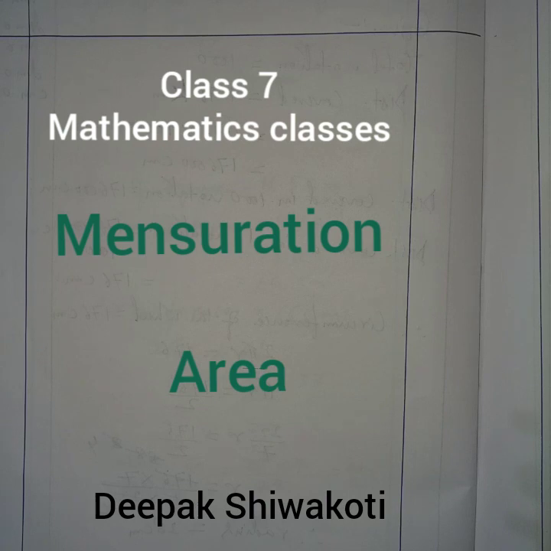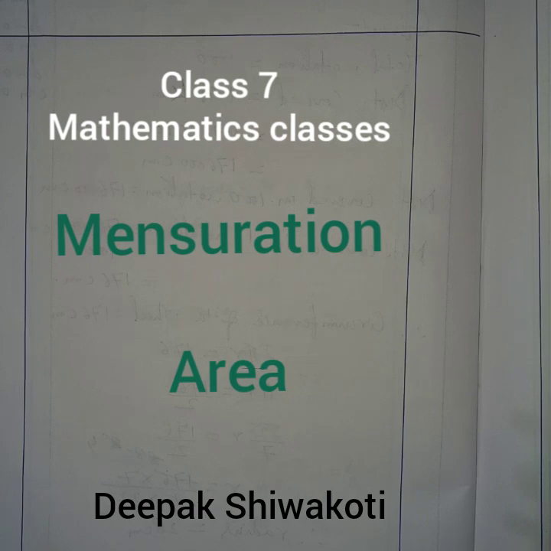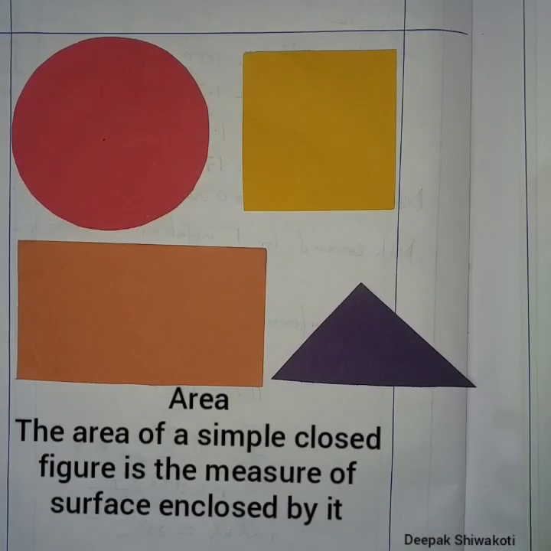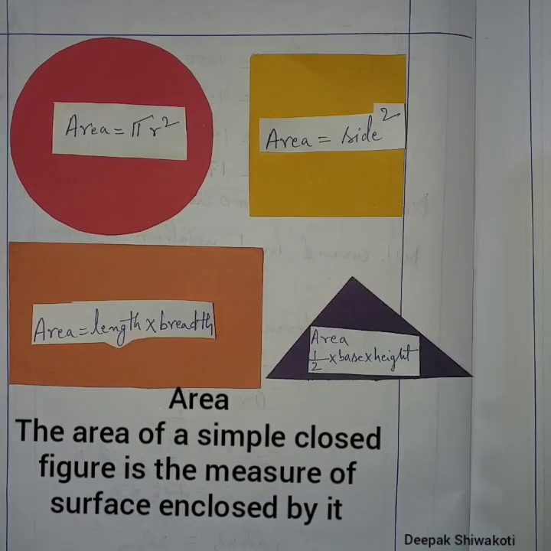So in continuation of the previous class, we are in mensuration, and today we will learn area. The area of a simple closed figure is the measure of the surface enclosed by it. Here the first figure is the circle, where you can see the surface occupied or covered by it is the area of this circle.